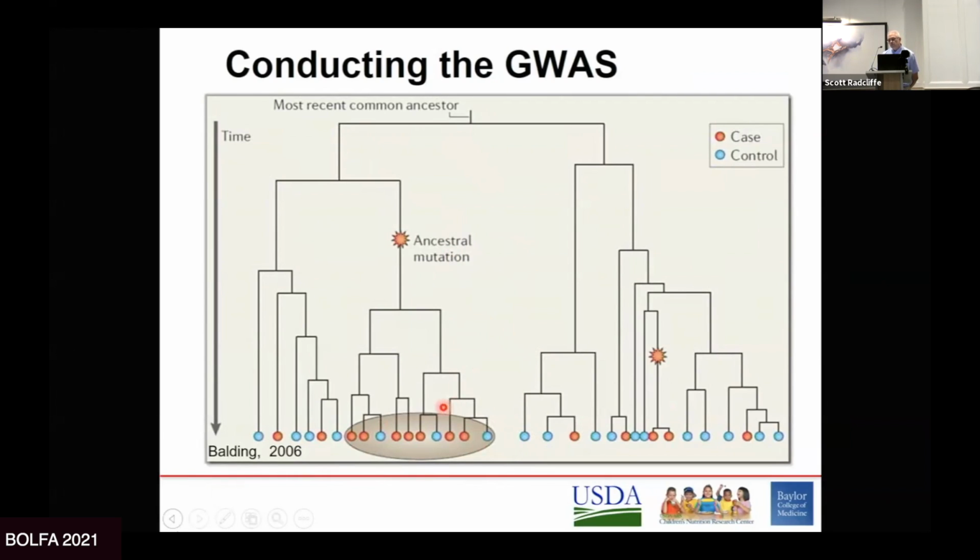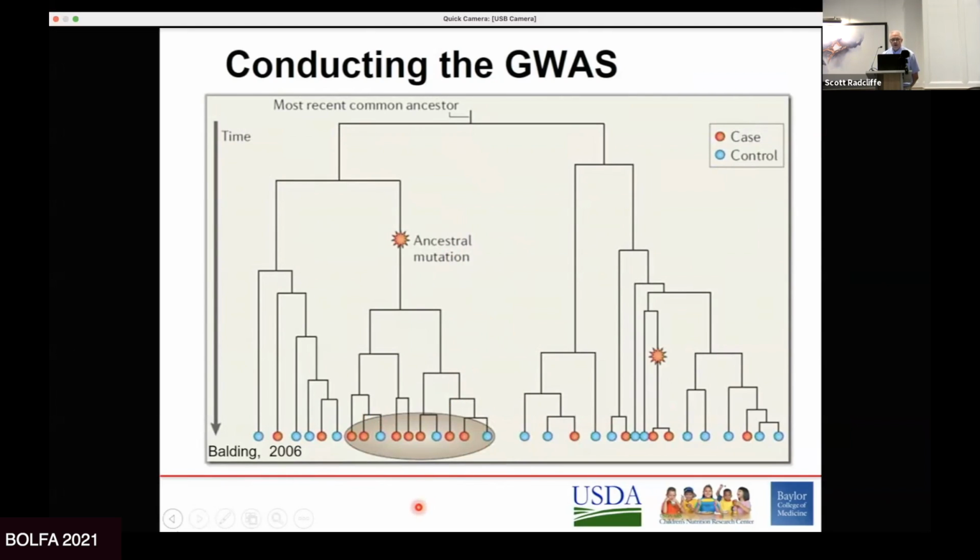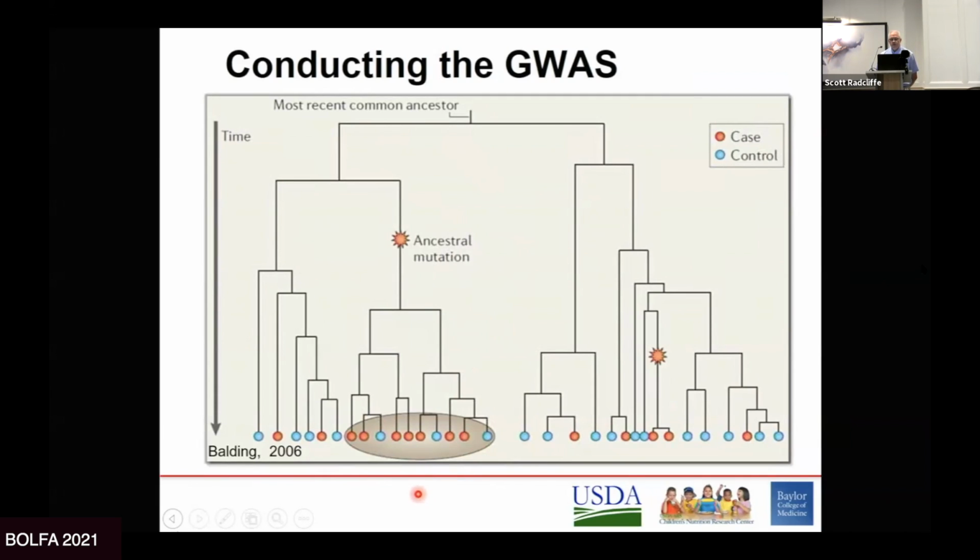And then depending on your trait, you stratify your individuals by what that trait is, either a case or a control, or high or low body weight or whatever. And the groupings of those hopefully are going to then associate with some ancestral mutation. That's your SNP that could be potentially causing part of the trait that you're interested in.